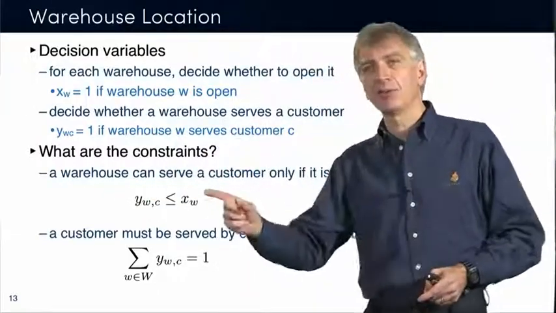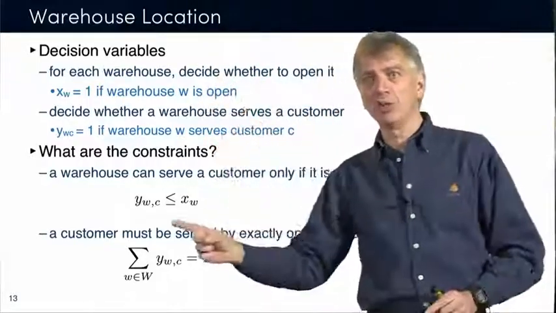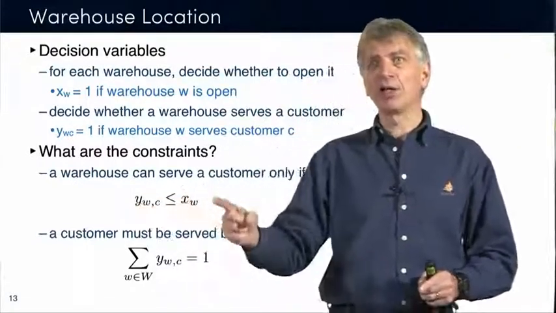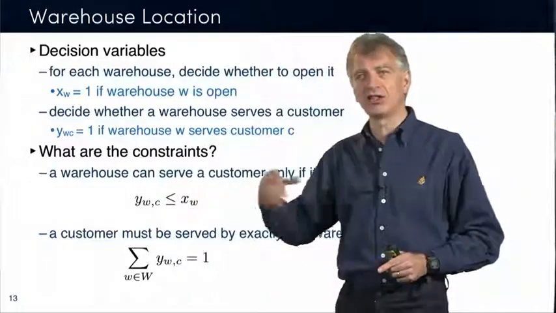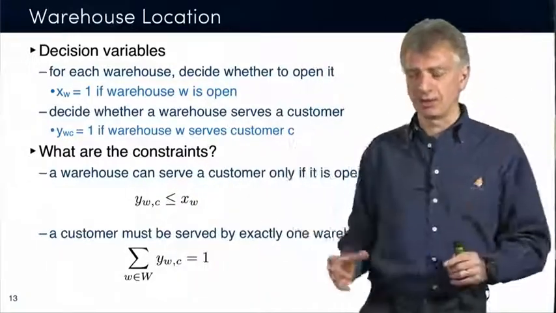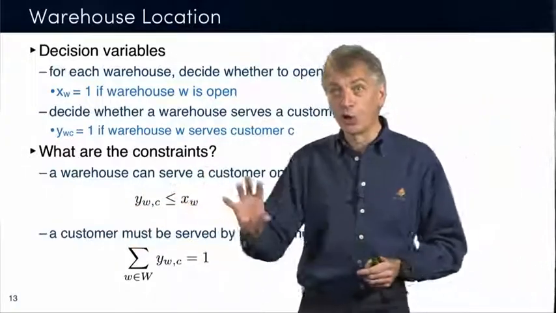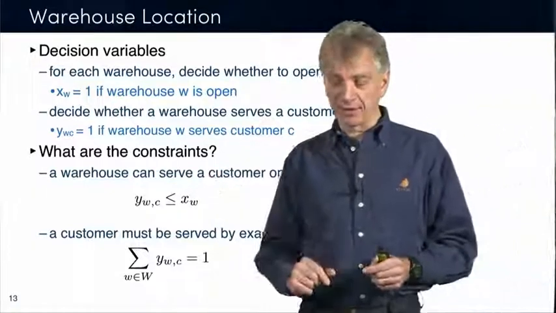And if xw is 1, that basically means that the warehouse is open. We can use it, but that doesn't mean that we have to allocate customer C to that warehouse, but we can. So that value is going to be 1, which basically means that the variable ywc is free. It can take value 0, it can take value 1. That's the meaning of that constraint. So in a sense, we are encoding the relationship between these decisions using an inequality in this particular case.